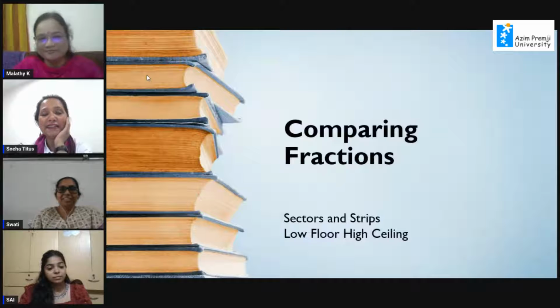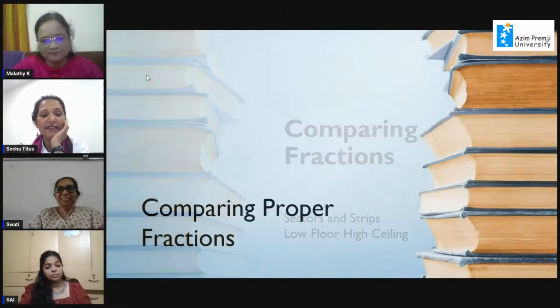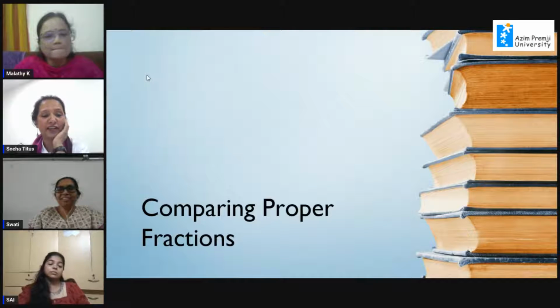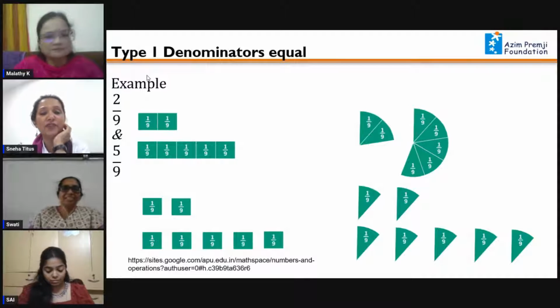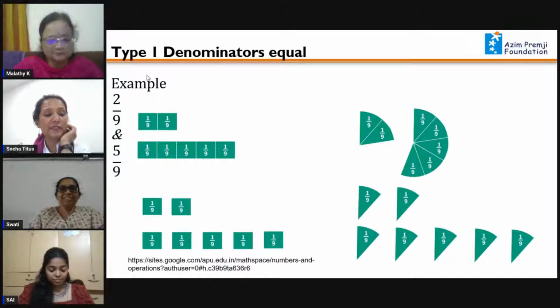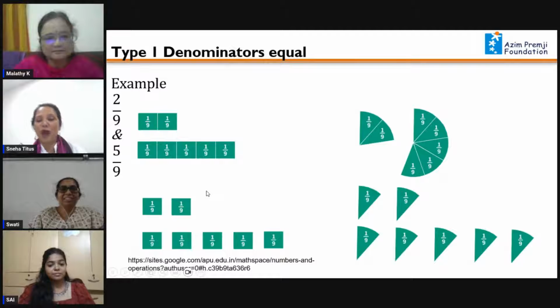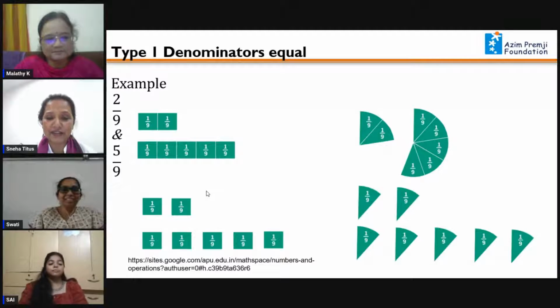So I started almost exactly as Malathi had, and I compared proper fractions, first with the denominators equal. The examples I used were from Math Space, comparing 2 by 9 and 5 by 9. Here, the strips are deliberately kept together and then separated out. Swati, do you want to say why the strips have been separated out in the second image?